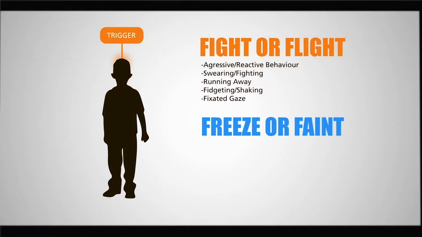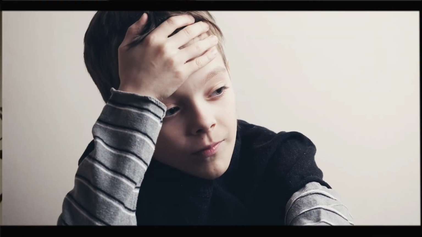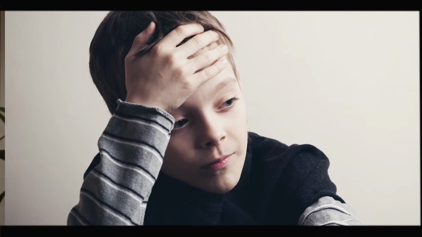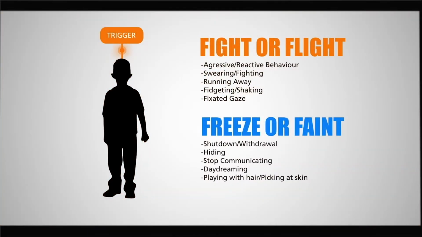Another direction young people can go in when they're triggered to an episode of distress is to the internalizing, the freeze or faint response. This is the cold, where guilt and shame and shutdown and withdrawal occur. The young person will go inwards within themselves. The earliest warning signs of internalizing behaviours are things like just starting to go quiet, disengaging in activity, and young people start to daydream. They might absent-mindedly pick at their skin or their hair.